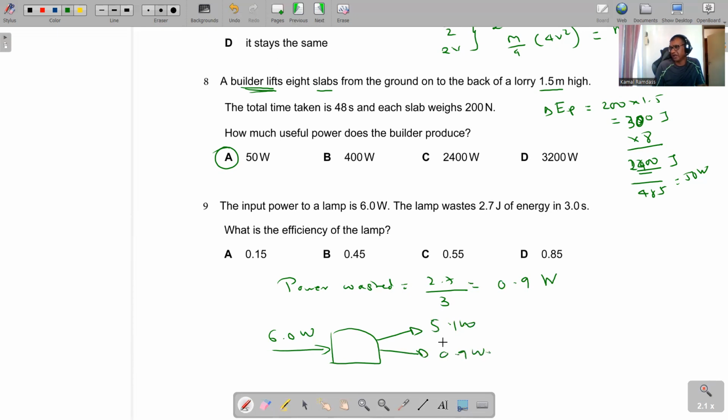What is the efficiency? Useful power transfer is 5.1. Efficiency is equal to 5.1 divided by 6.0, which is 17 over 20, equal to 0.85. That is the answer.